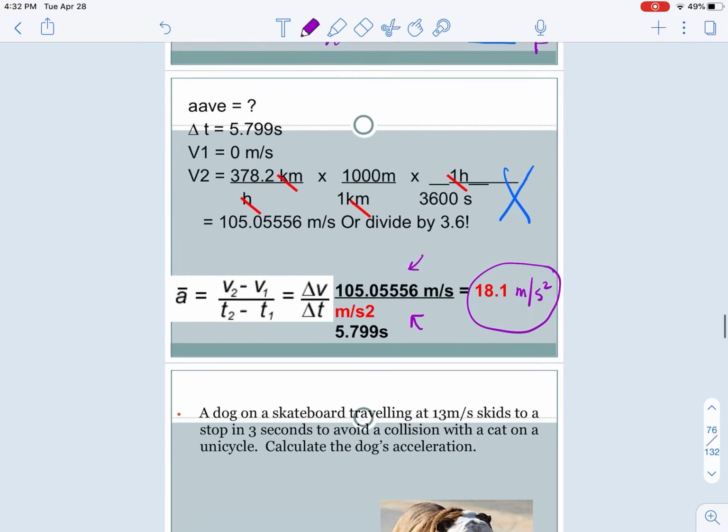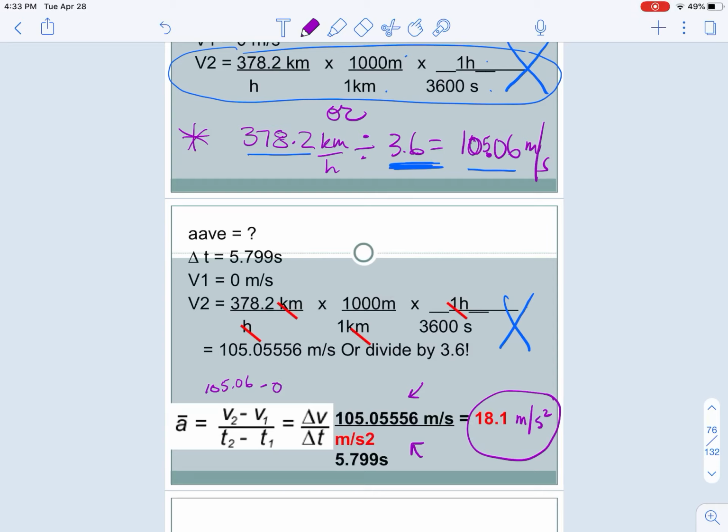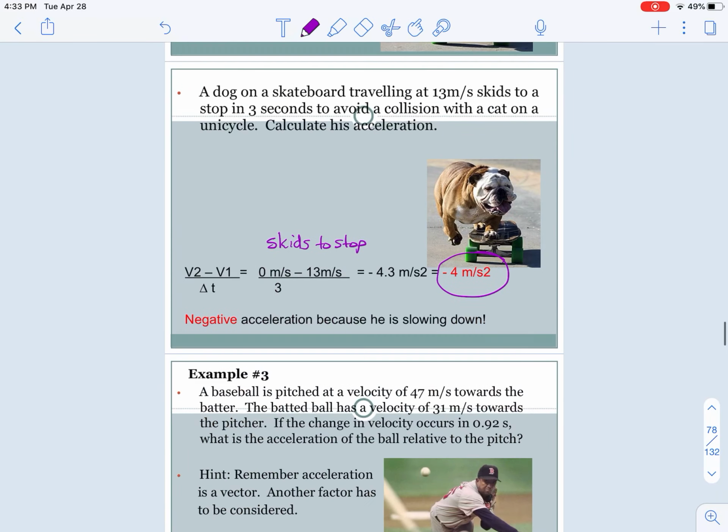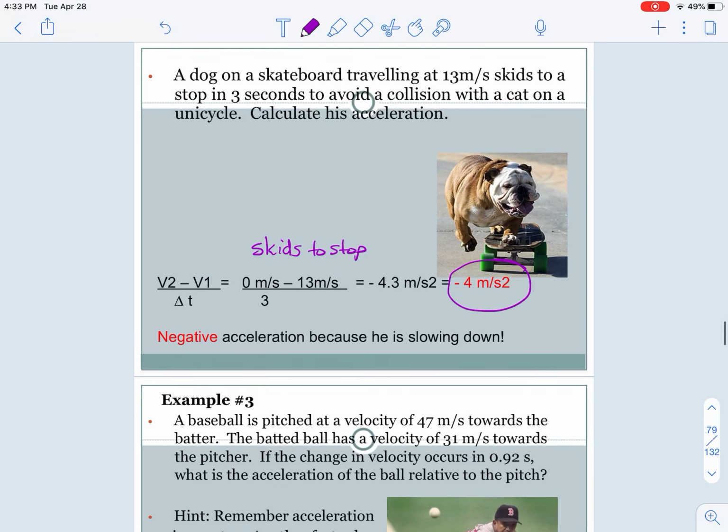Okay, I just want to make a point of just saying that your 105.06 over here, 105.06. What we were subtracting for initial velocity was that it started at 0. So that's why it's still the same number. We did do the subtraction. It's just that your initial velocity was 0 because it was starting from stop and moving.